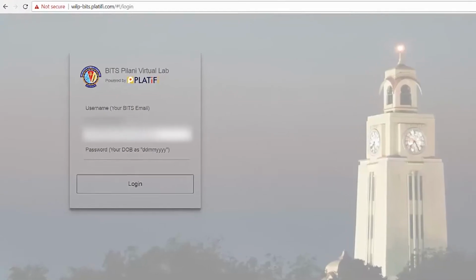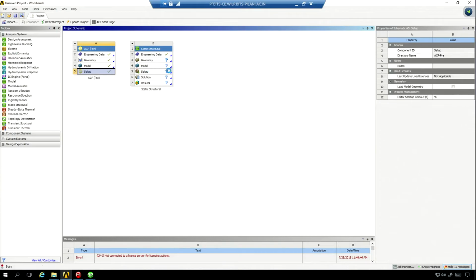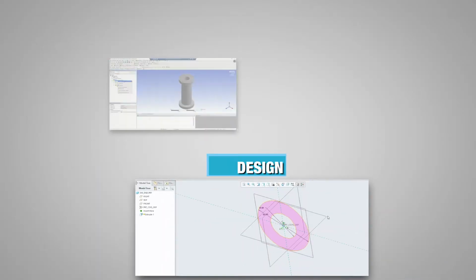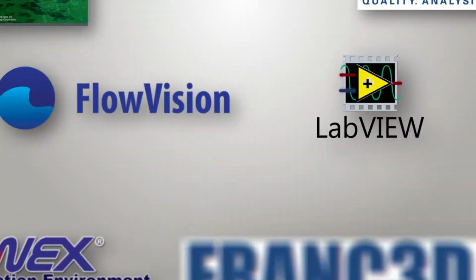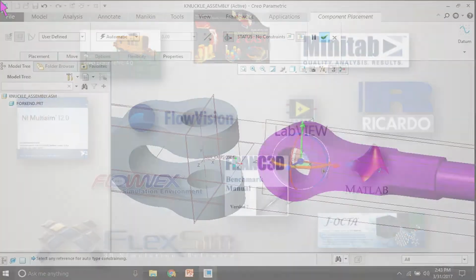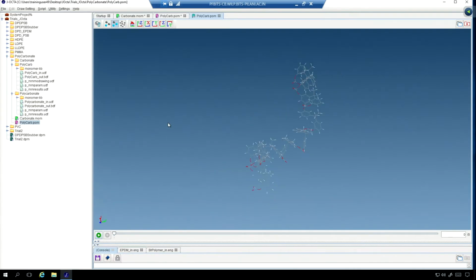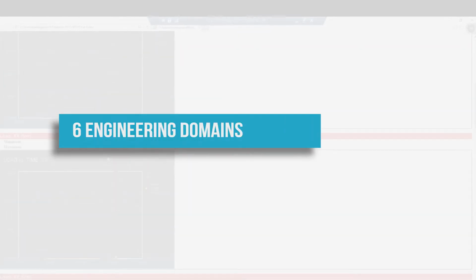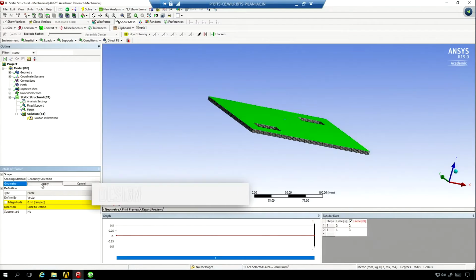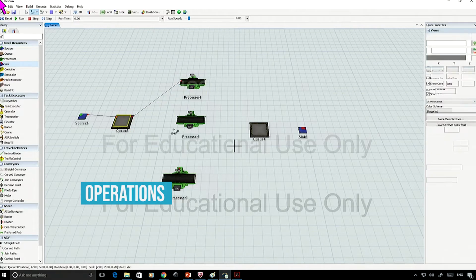Introducing the Virtual Lab for Work-Integrated Learning Programs of BITS Pilani, a cloud-based simulation space where you can design, develop, and test solutions for industry-scale problems. The lab hosts a range of popular software tools that can simulate the complete spectrum of engineering processes to the accuracy and precision of real life. The lab is organized around six engineering domains, such as thermal, design, materials, manufacturing, circuits, and operations.